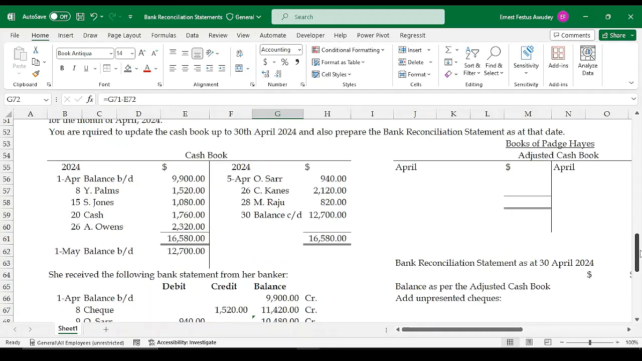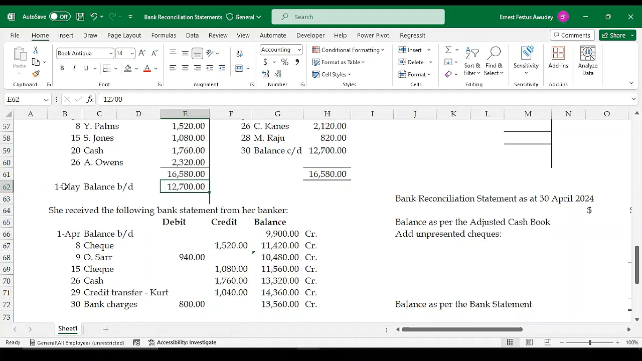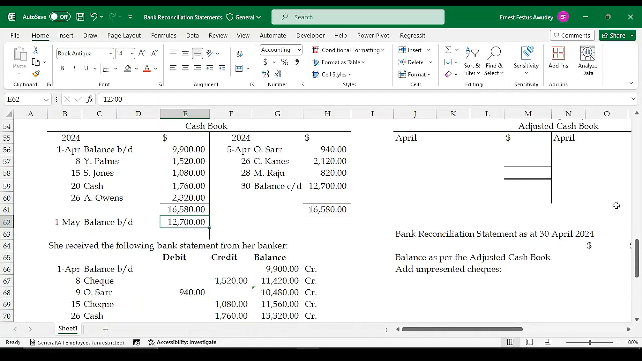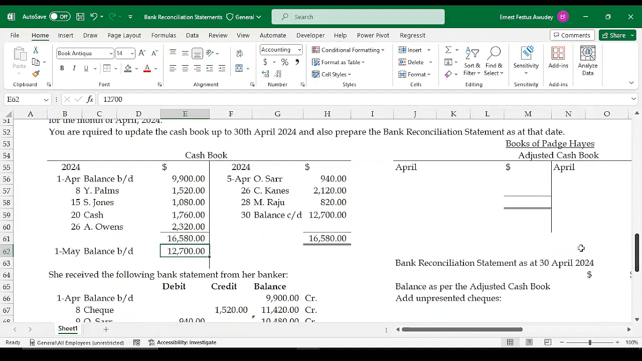Now, before we continue, I want to state that this particular balance here is not correct. Why? Because from our previous discussions, when we were discussing the reasons for the cash book not agreeing with the bank statement balance, we have identified that sometimes transactions may be entered in the bank statement which will not appear in the cash book. Therefore, the cash book is missing certain items. All right. And so we need to update it.